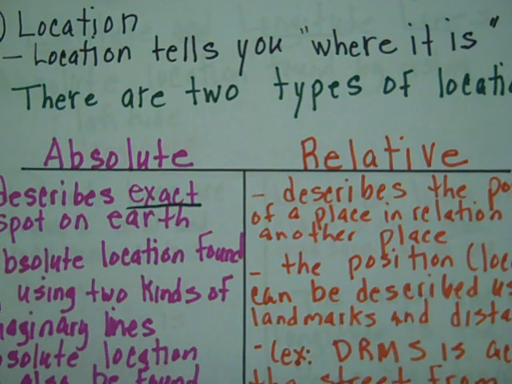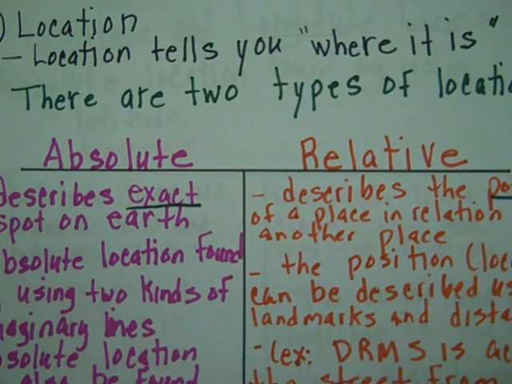Absolute location is found by using 2 types of imaginary lines, and it can also be found by a street address. Relative location, however, describes the position of a place in relation to another place. When we talk about relative location, we're describing a location by using landmarks. For example, Durant Road Middle School is directly across the street from Big Apple Bagels.